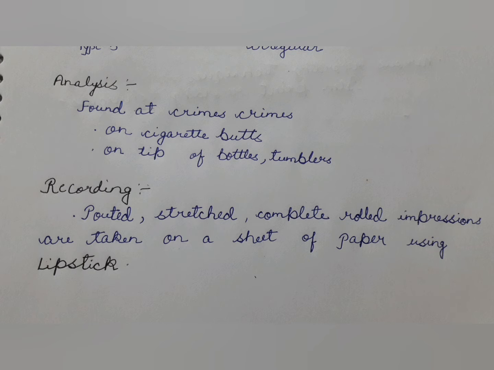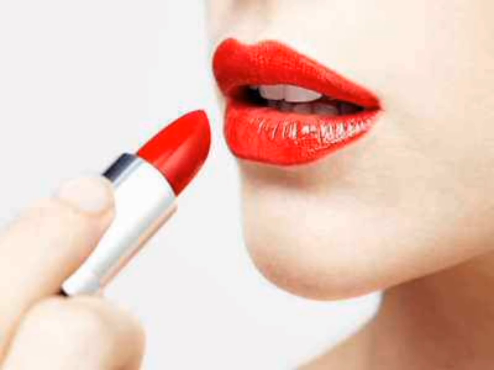Then tell the suspect to make a pouted lip, and press the paper against the lip to collect the pouted lip print. The third one is the stressed lip, where the paper is rolled from one side of the lip to the other to record its full view.